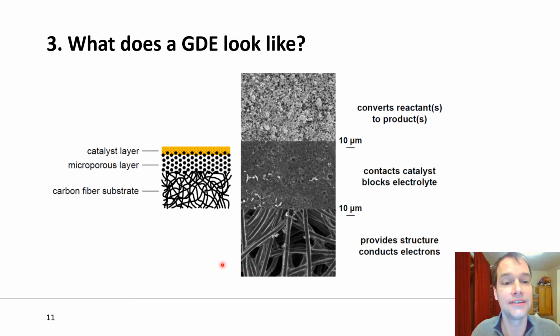The third layer is a certain substrate layer, and this provides a certain structure, so it keeps the electrodes in place, and also provides electronic pathways, so the electrons going from the catalyst material can go through this layer and then later to the backplate of the electrode.